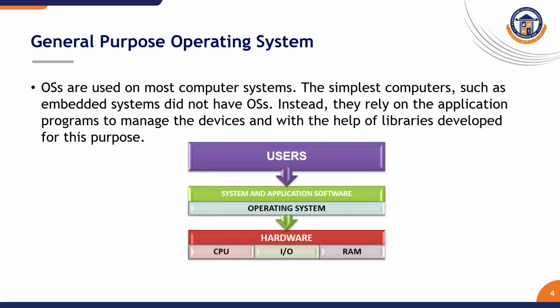So, a general purpose computer system or operating system has three layers. The bottom layer is hardware, above this is the operating system, above that is the application and system software, and the top layer is the user. So from bottom to top: hardware, operating system, and application and system software.